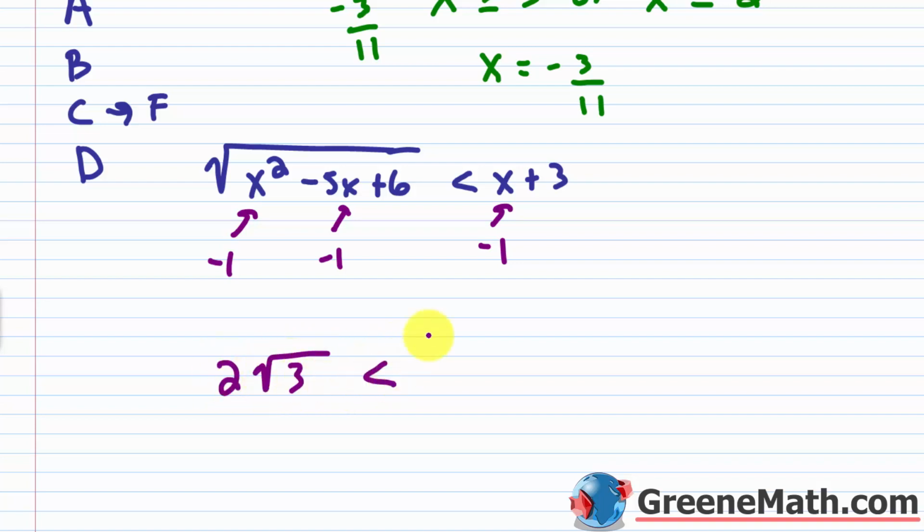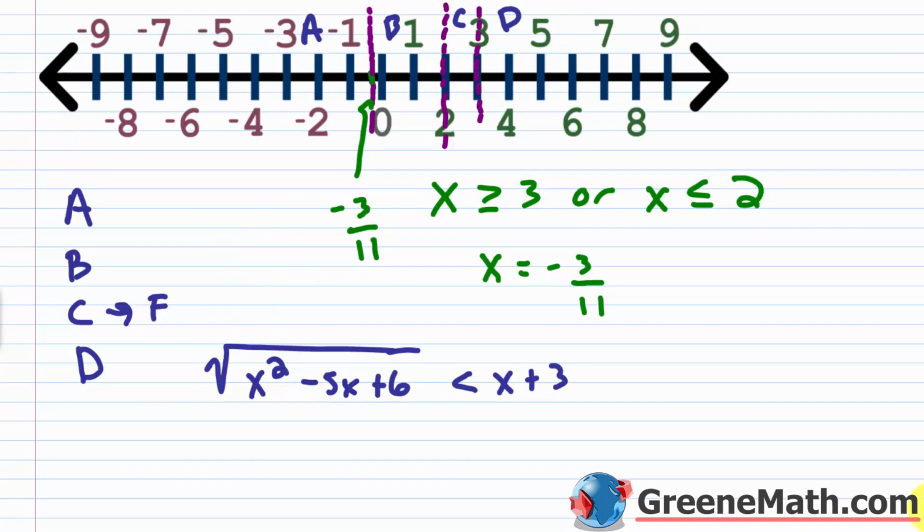So this is less than -1 plus 3, which is 2. Well, that's going to be false. If you do 2 times the square root of 3, you're going to get about 3.46, and that's clearly not less than 2. So things in interval A don't work. Those are going to be false. So for interval A, I'm going to put an F for false.